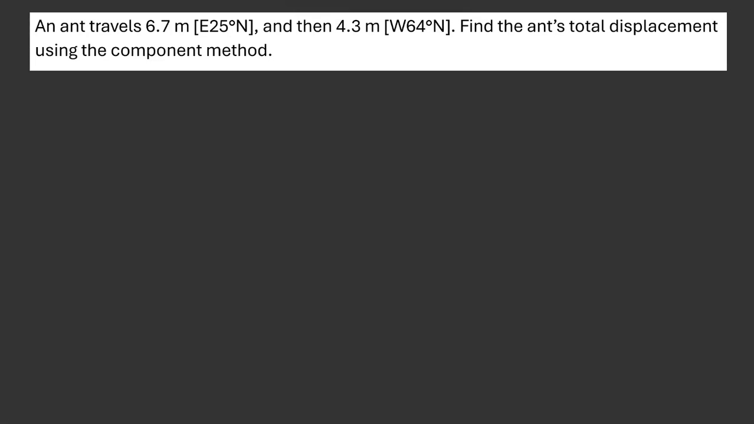So an ant travels 6.7 meters east, 25 degrees north, and then 4.3 meters west, 64 degrees north. Find the ant's total displacement using the component method.